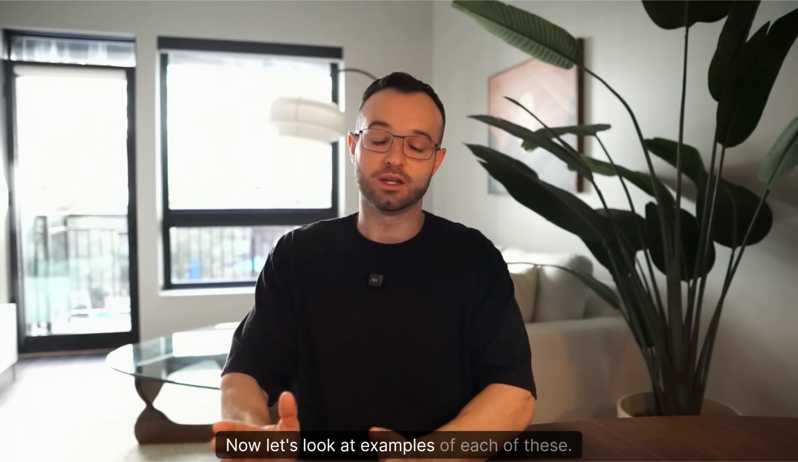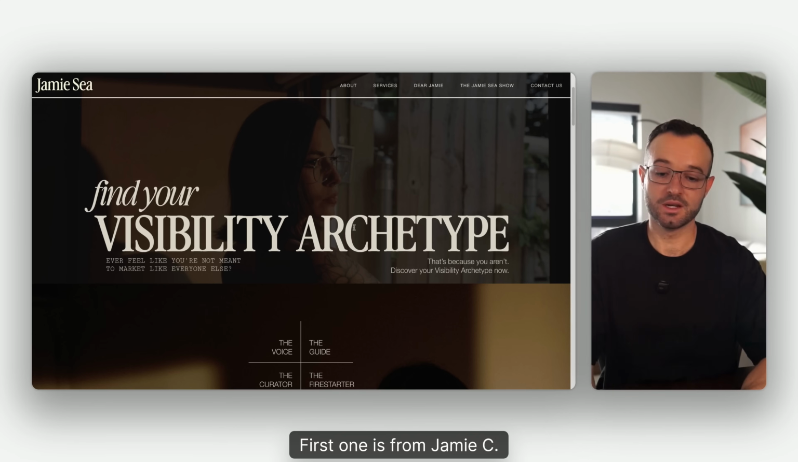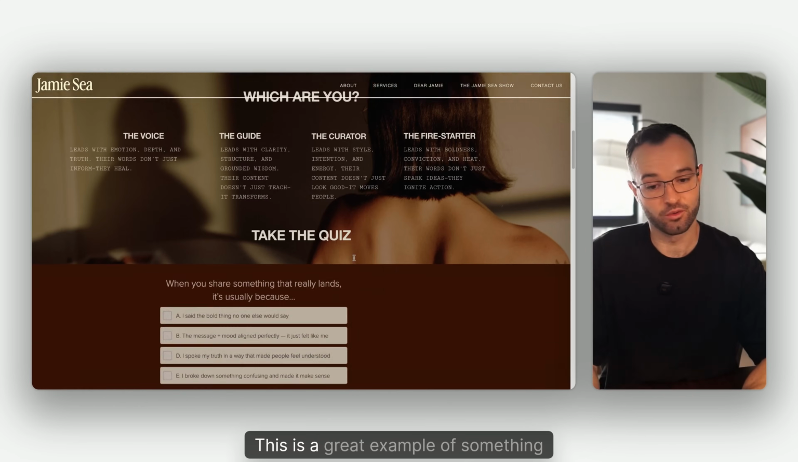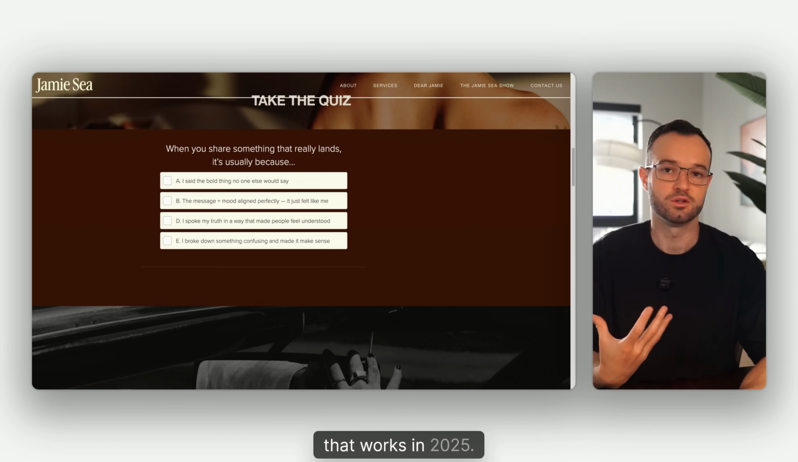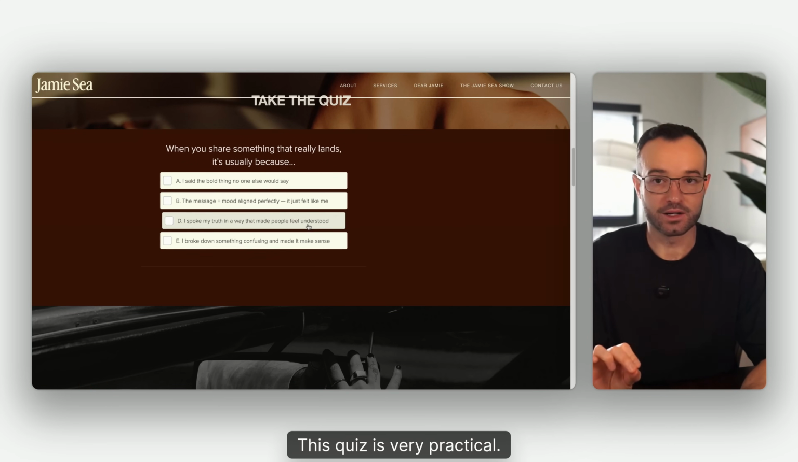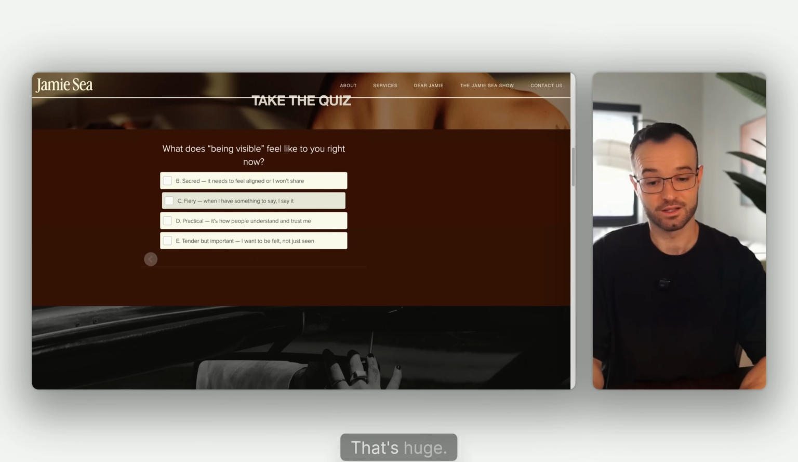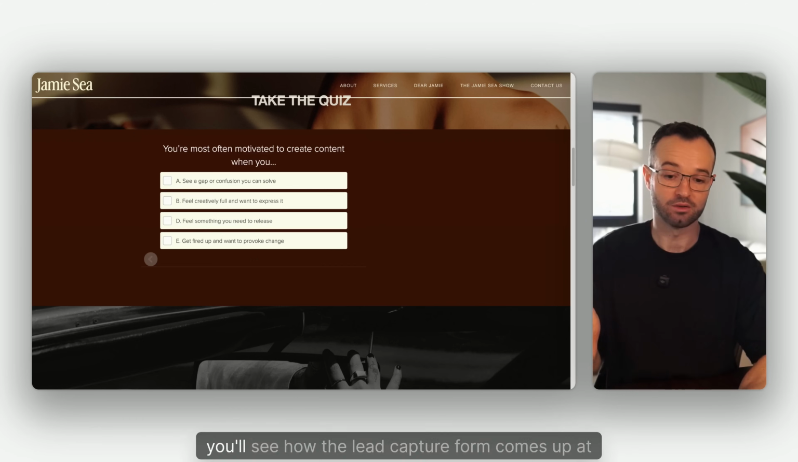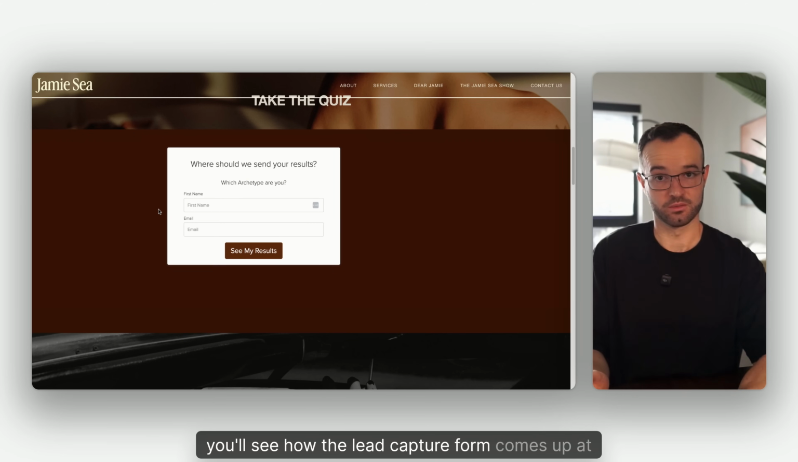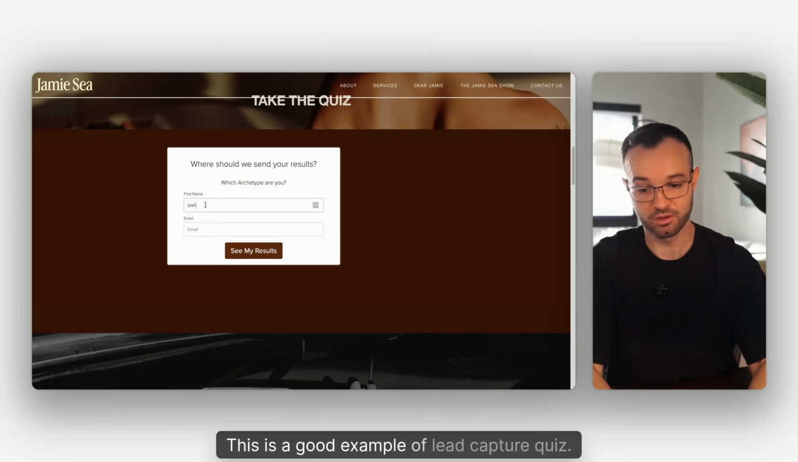Now, let's look at examples of each of these. First one is from Jamie C. This is a visibility archetype quiz. This is a great example of something that works in 2025. This quiz is very practical. It helps you find your visibility archetypes so you can get more visible. That's huge. So I'm going to go through the quiz and then you'll see how the lead capture form comes up at the end. This is a good example of a lead capture quiz.